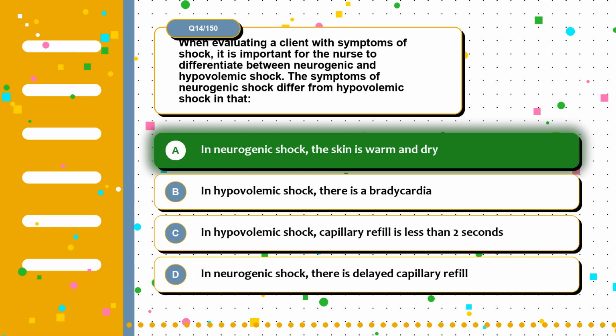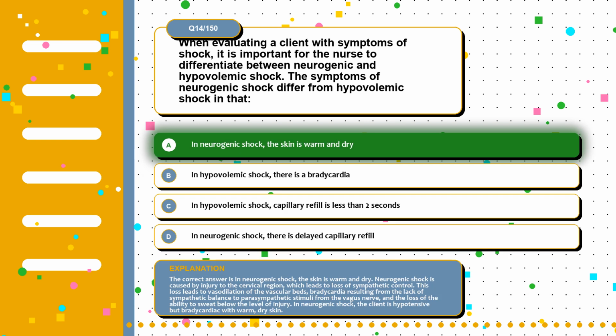The correct answer is option A. In neurogenic shock, the skin is warm and dry.